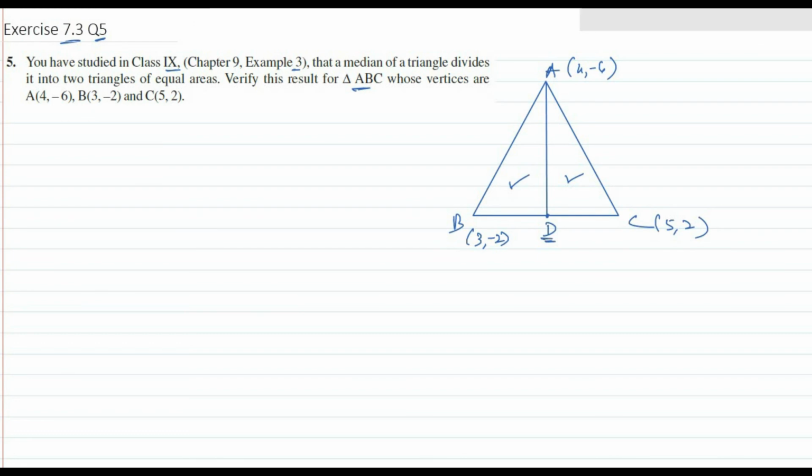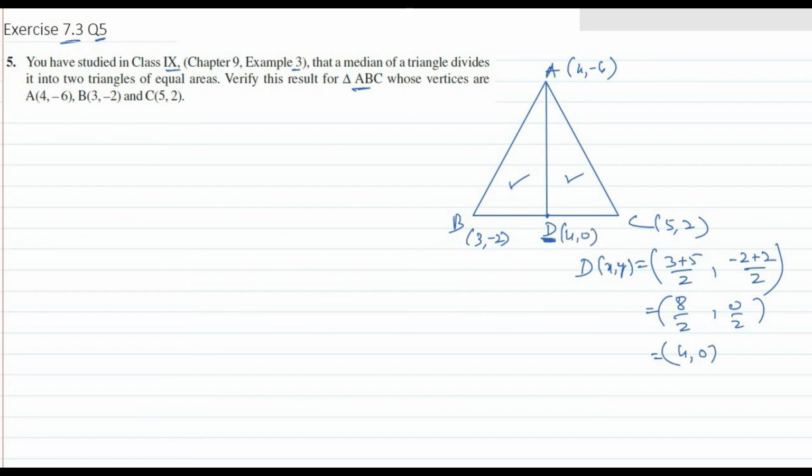So now we will try to find this coordinate. The D coordinate can be found using the midpoint formula, that is 3 plus 5 divided by 2 comma minus 2 plus 2 divided by 2, which is equal to 8 by 2 and 0 by 2. So this is 4 comma 0. So this is the coordinates of the point D.